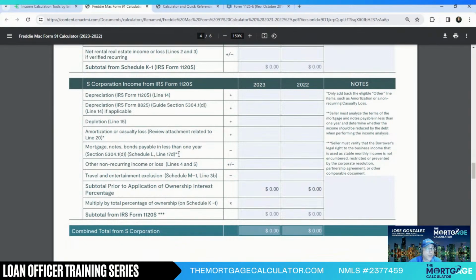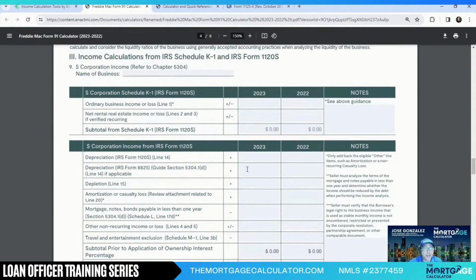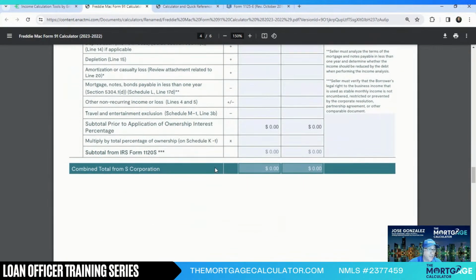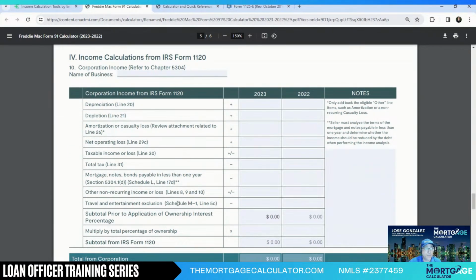Again, mortgage, notes, bonds payable less than 1 year. We covered that. Travel and entertainment exclusion, other non-recurring income or loss. All the things that we covered. Multiply times their proportionate share to get the adjustment. And then, depending what's applicable, they may have an S corp, they may have partnerships, they may have a Schedule C. Everything may be applicable. Right? This is if it's a C corp.